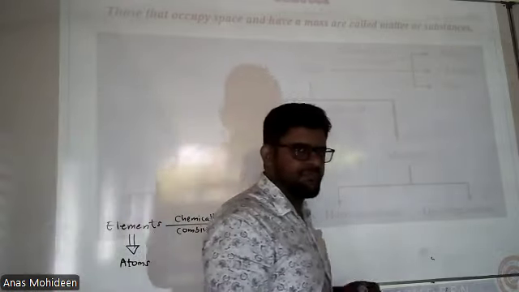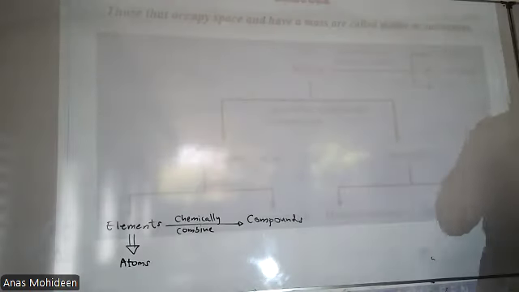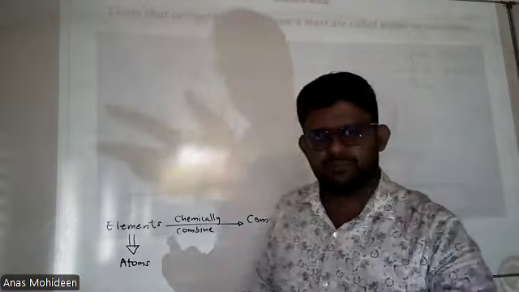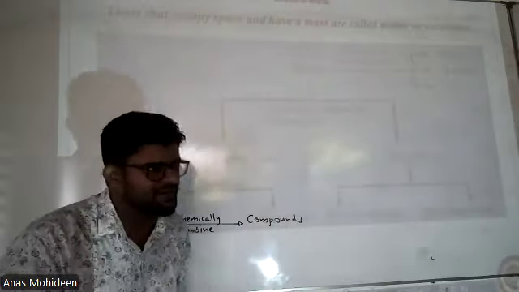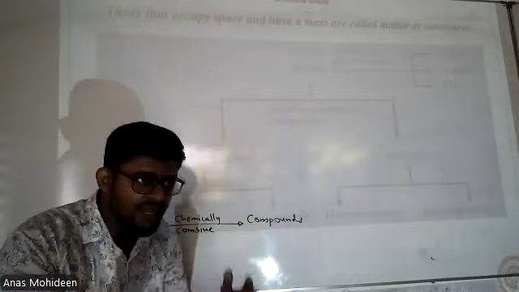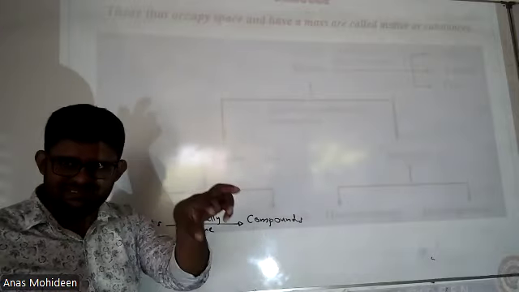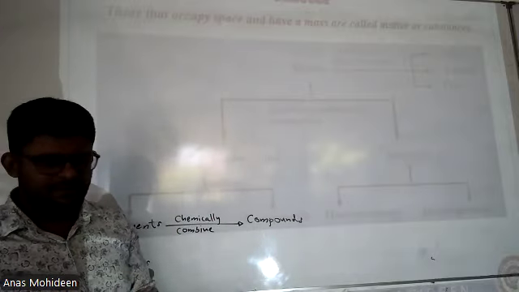Hydrogen element is made up of hydrogen atoms. Get this idea properly. That is needed for all the lessons. Hydrogen element is made up of hydrogen atoms, oxygen element is made up of oxygen atoms, carbon is made up of carbon atoms. So each of the elements has its own atoms. Atom is the basic building unit of matter, right?